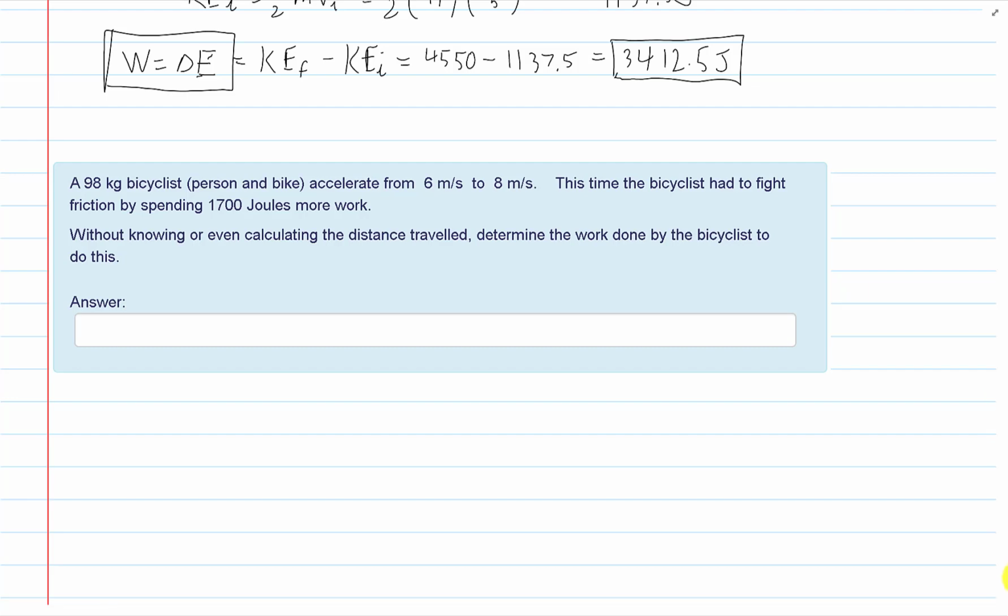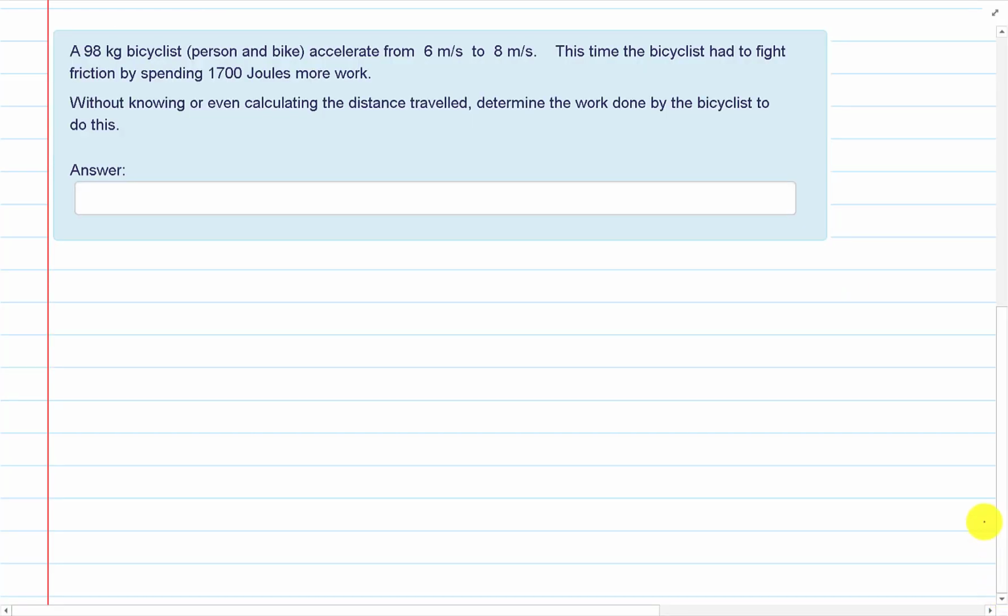A 98 kilogram bicyclist accelerates from 6 to 8, and this time the bicyclist has to fight against friction by spending another 1,700 more joules of work. So the work is going to equal the change in energy, and the change in energy is going to equal the kinetic energy final minus the kinetic energy initial plus the amount of work done by the friction. Okay, and this will not be a negative 1,700, it'll be positive because that's how much work you had to put in there to overcome the 1,700 that took it away.